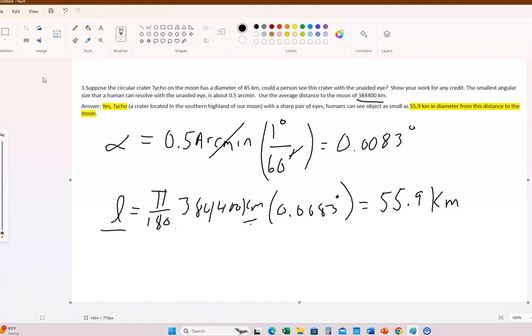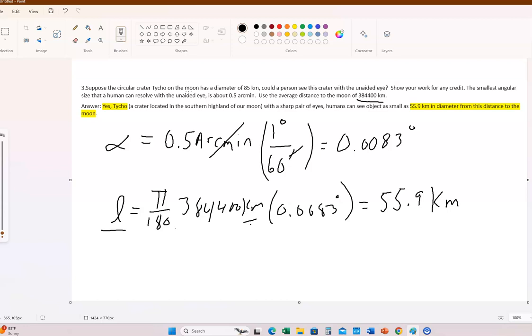All right, so with the limit of the human eye being 0.5 arc minutes, which turns out to be 0.0083 degrees, we know the distance to the moon. It turns out that the human eye could barely, I want to emphasize barely, and what I mean by that, by the way, the human eye could resolve it by itself, right?